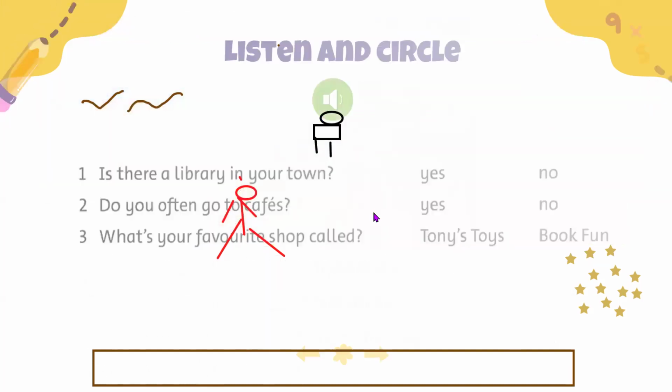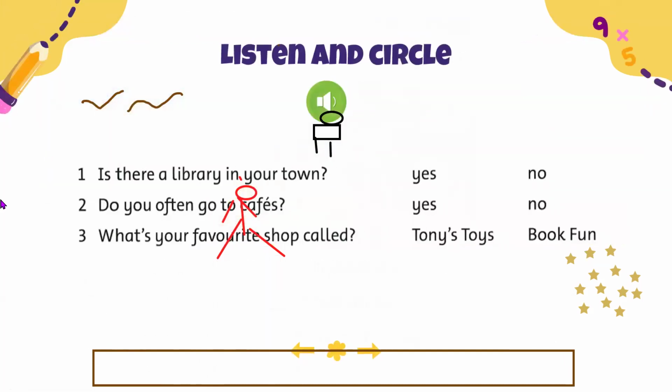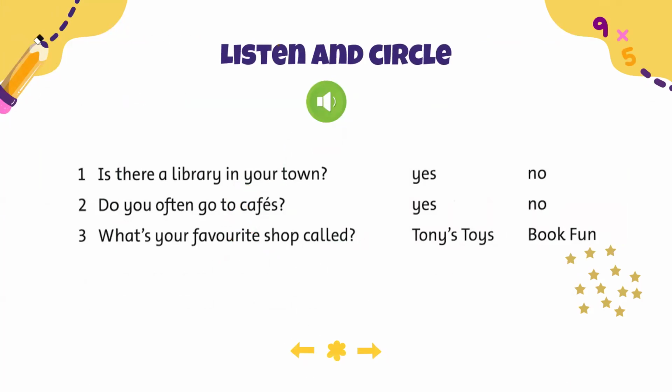Okay, now what about here, Dolin? You're going to listen and circle. Are you ready to listen? Yes. Okay, now listen carefully. Here it is. Listening 15. Listen and circle.